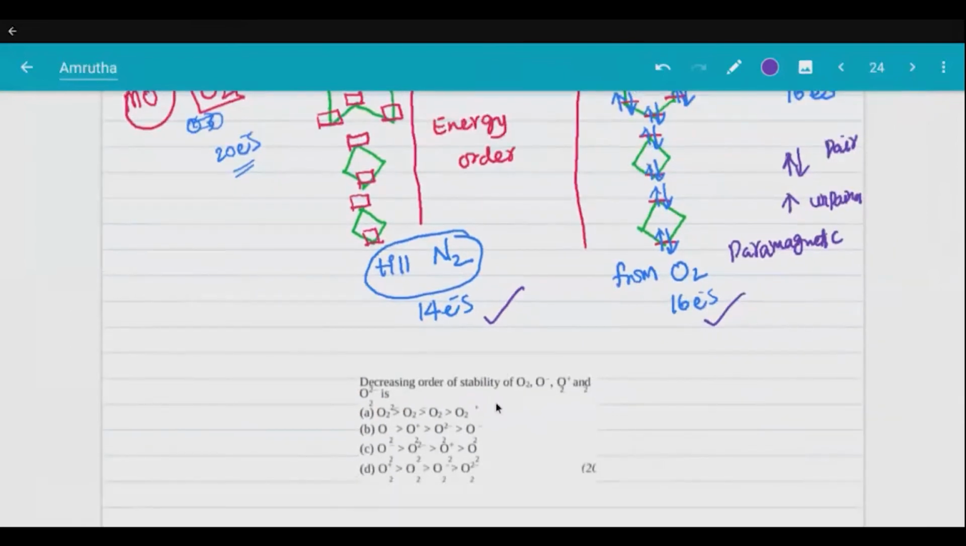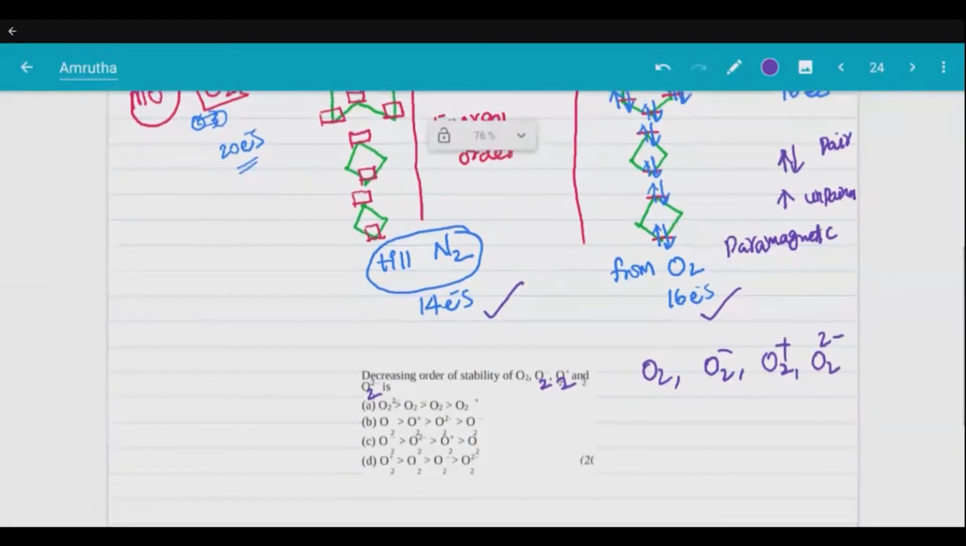This question is asking for the decreasing order of stability of O2, O2 minus, O2 plus, and O2 2-minus. Which is more stable or less stable? How do we decide the stability? A very simple way: if the bond order is greater, the stability is greater. As simple as that, because more attraction means more stability.